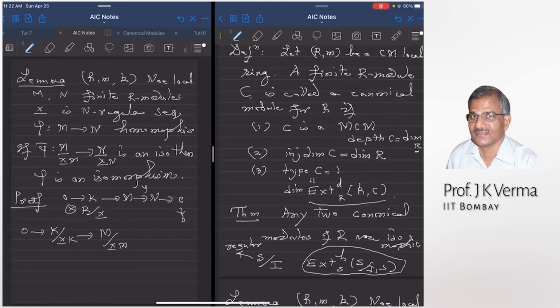I can take just one element and prove the theorem for one non-zero divisor. The theorem will follow by induction on the length of the regular sequence. So I can just take one regular element and prove the theorem.